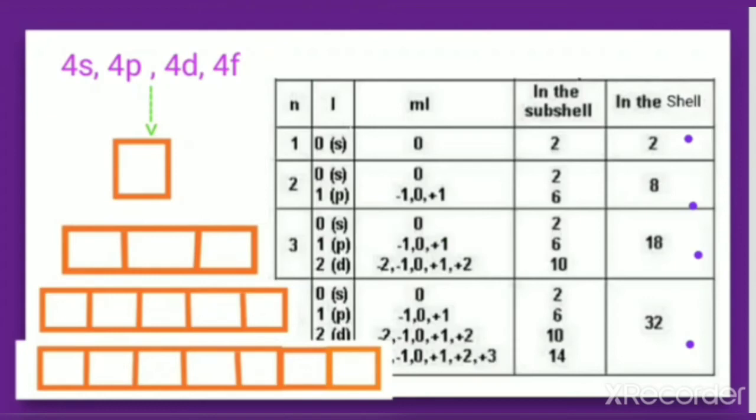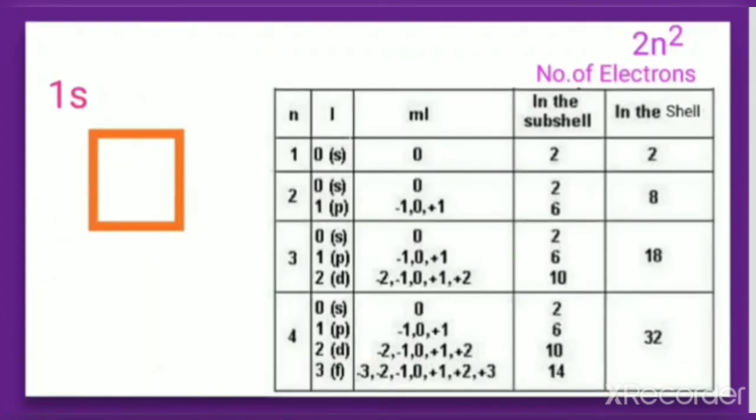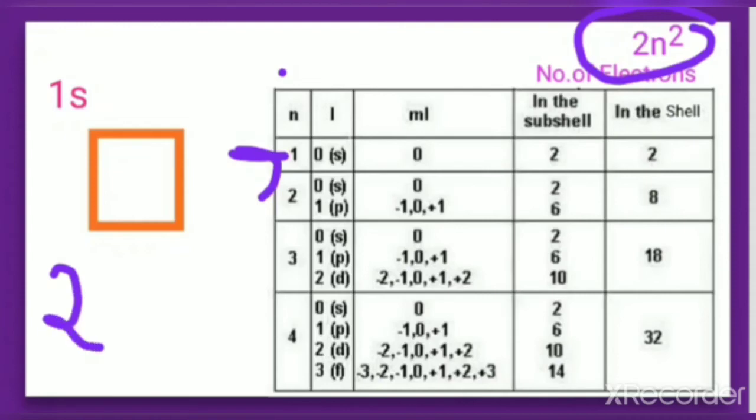For this, a formula is given. According to the Pauli exclusion principle, the formula is given as 2n square. That means, what is n here? n is the principal quantum number. So 2n square. Let us do for the first one. When you apply the formula, what is n here? n is equal to 1. So 2 into 1 square. So what do you get here? That is 2. So you got this value 2.